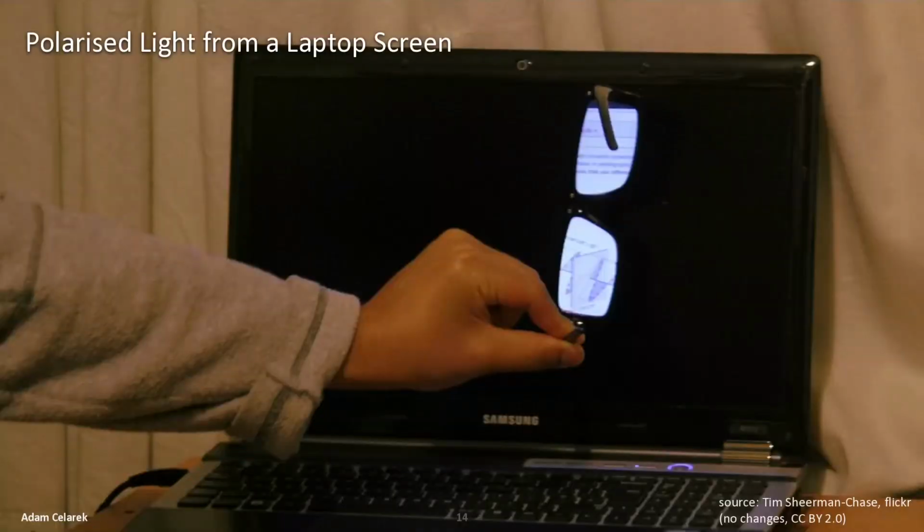The next thing is polarized light. There are different types of polarization, linear and circular, and the circular polarization can be clockwise or anti-clockwise, and linear polarization can have different angles.